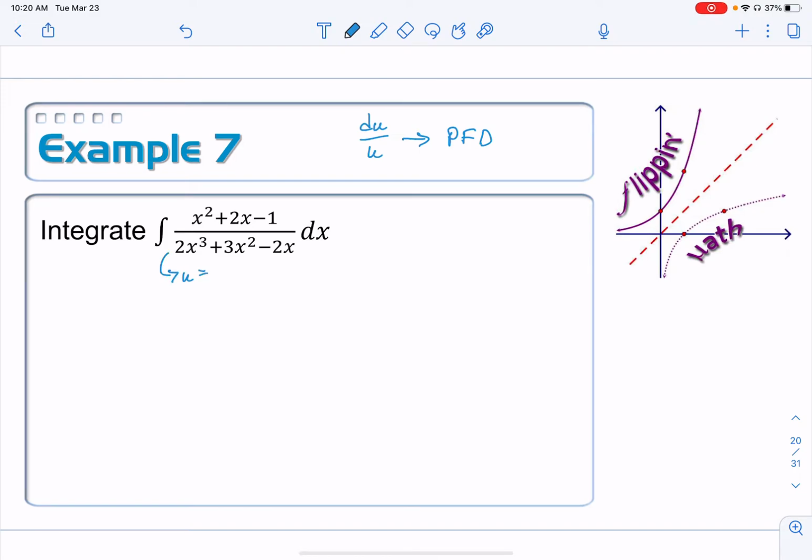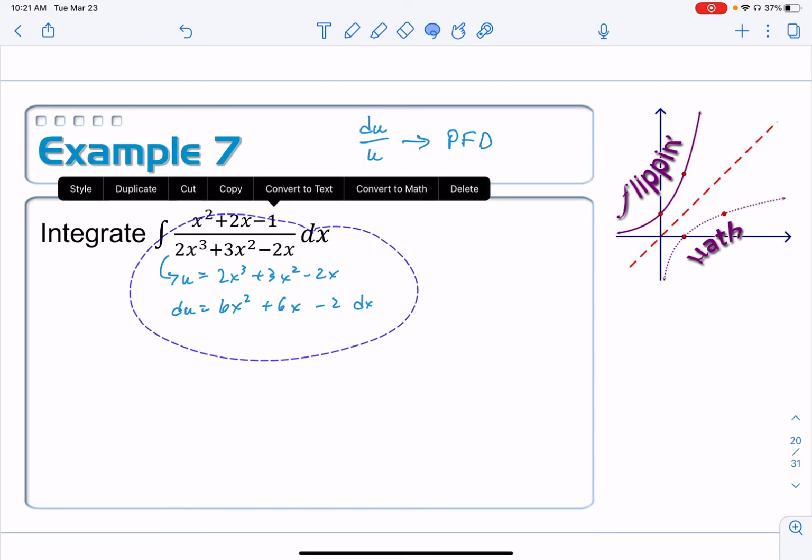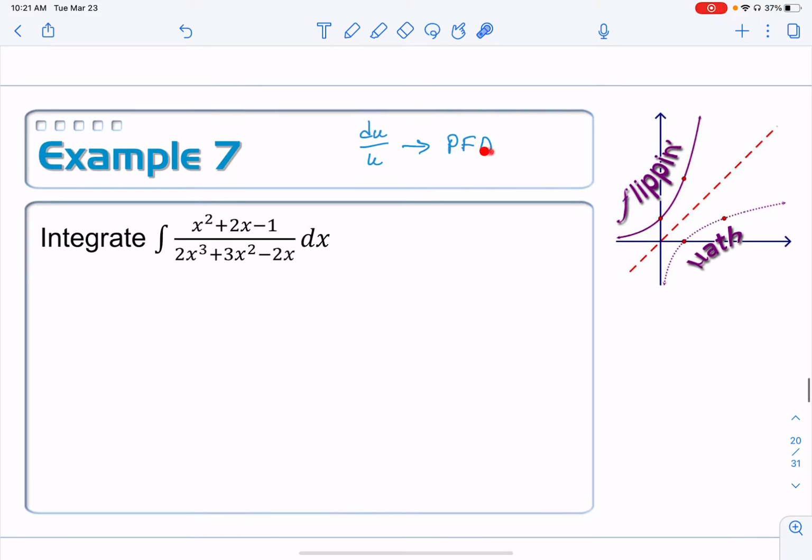So if u is equal to 2x cubed plus 3x squared minus 2x, you take its derivative, du is equal to 6x squared plus 6x minus 2, and like we could factor out, oh yeah, dx, I forgot about that. We could factor out, let's say, a 2 from all this, but even so, it does not match up with what we have on the top. Okay, again, all of these things are signs pointing us towards partial fraction decomposition.